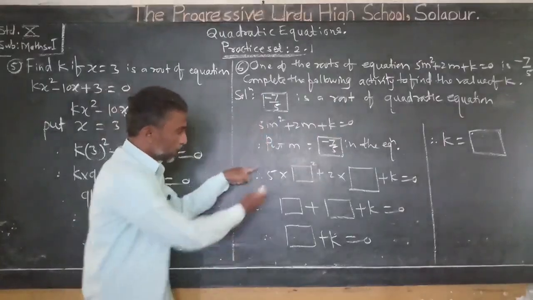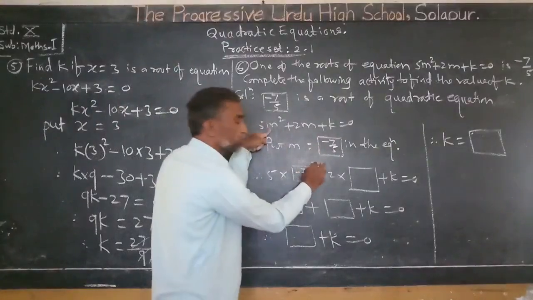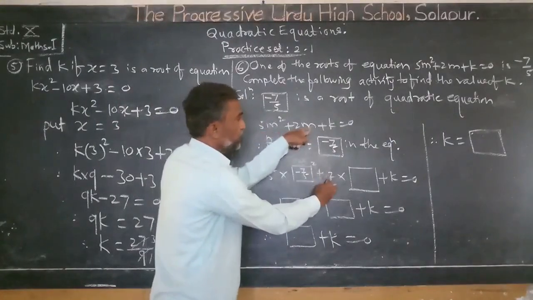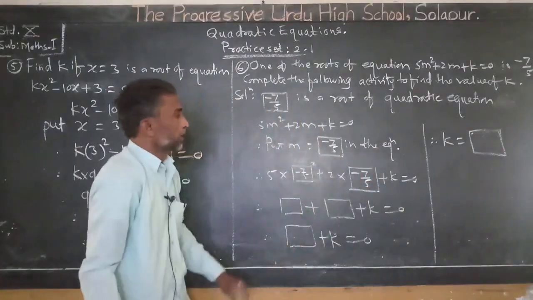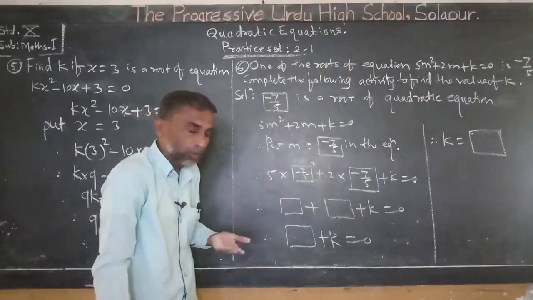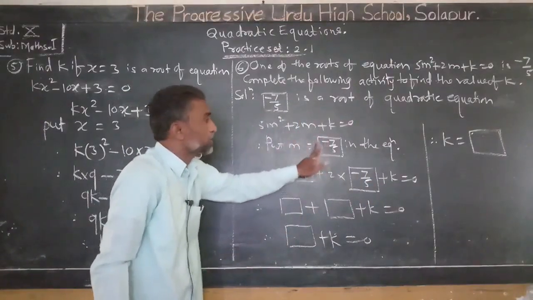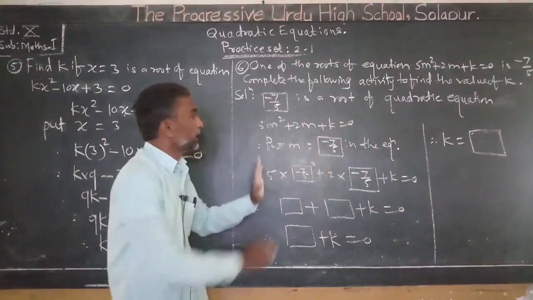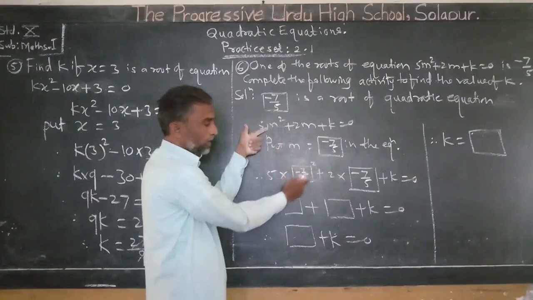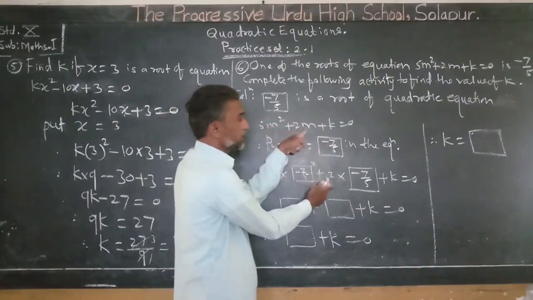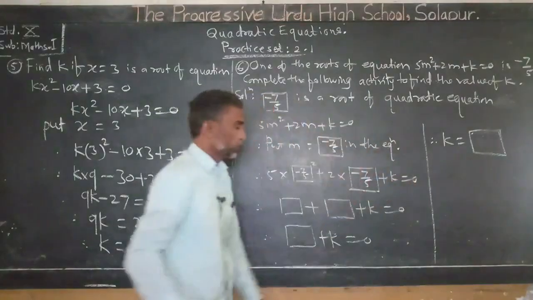Now 5 as it is, m square means minus 7 upon 5 square, plus 2 into m, minus 7 upon 5. Again, as m is one of the roots of this equation, put m is equal to minus 7 upon 5 in this equation. Instead of m square, minus 7 upon 5 bracket square, plus 2 as it is, m means minus 7 upon 5, plus k is equal to 0.